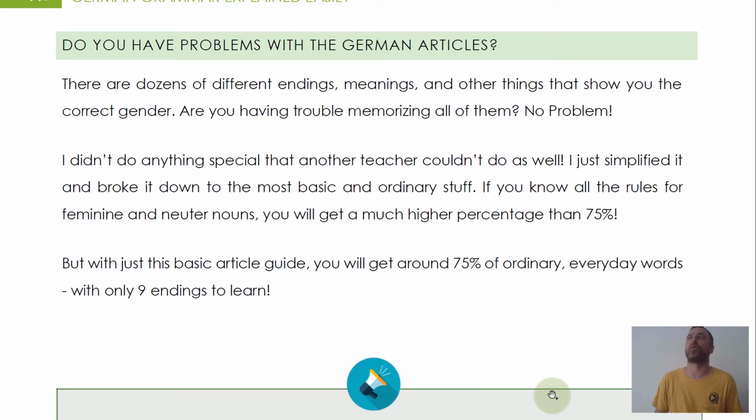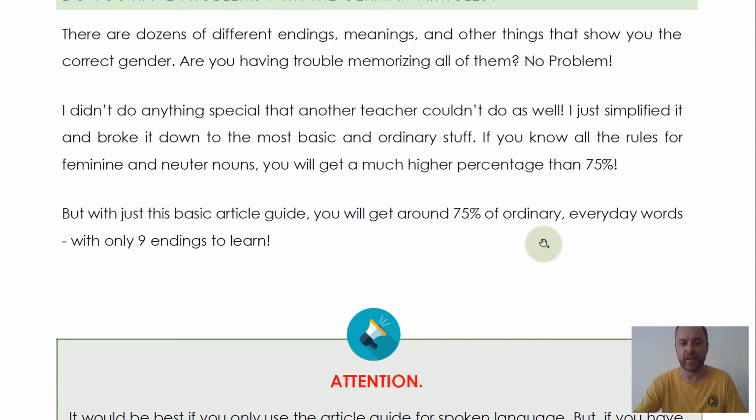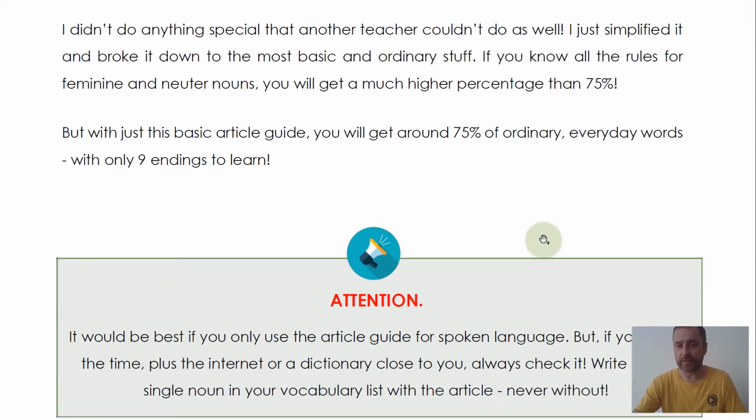If you know all the rules from my other video about the German gender, which I will link for you in the info cards here, so if you know all the endings for masculine, neuter, and feminine, the different characteristics and meanings, then you will even get a higher percentage than the 75 with my article secret here. But if you break it down to those 9 different endings, only 9 different endings that you have to learn, then you will already get 75%. If you know all the others too, you will get a way higher percentage. So let's start with it.